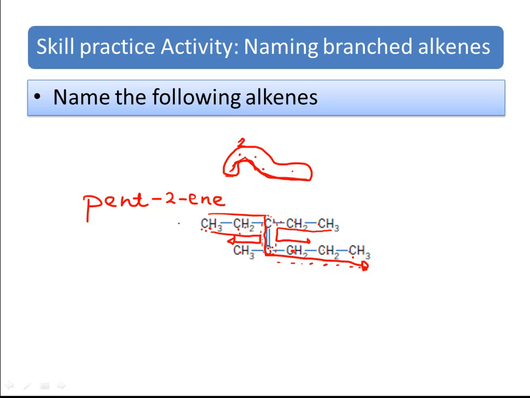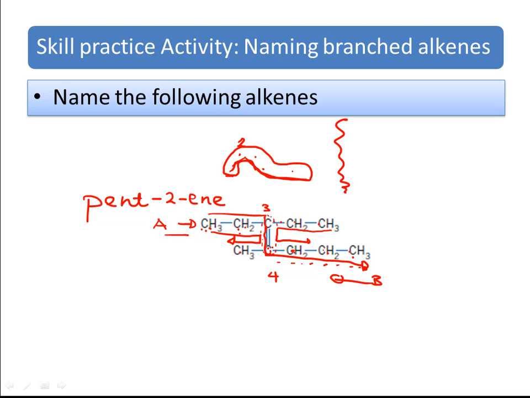So if I number from this end, my double bond position is going to be number 3. If I number from this end, my double bond position is going to be number 4. So I would rather start from this end, going that way instead of this one here. We can't use that one now.